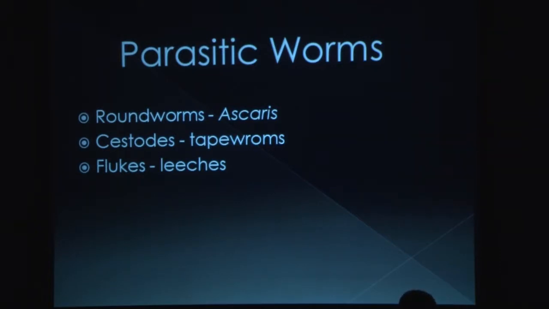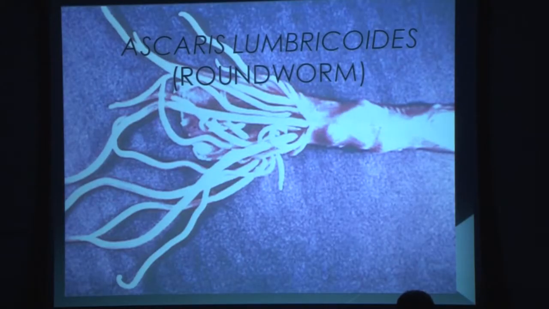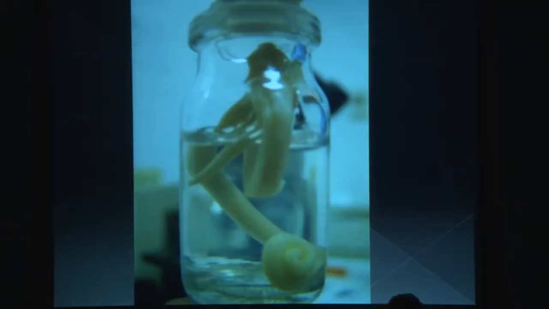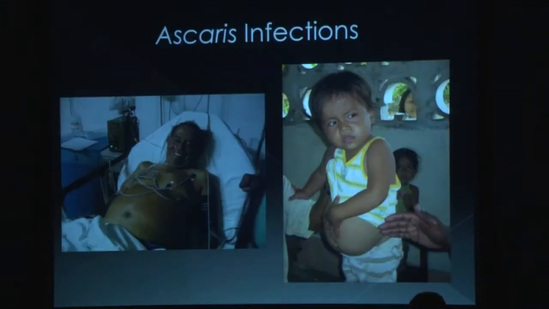So I'm going to talk about parasitic worms real quick. And the first one is Ascaris. This is what it looks like in the small intestine of an animal. So it's going to grow in there, and it's going to begin to divide. These are the eggs, and I showed you those before. This is one that has been taken out of an individual. But here are two examples of what you see a lot of with Ascaris.